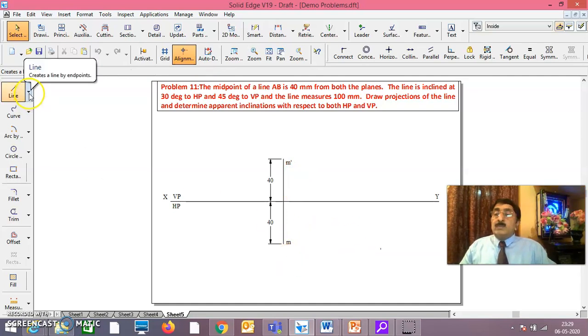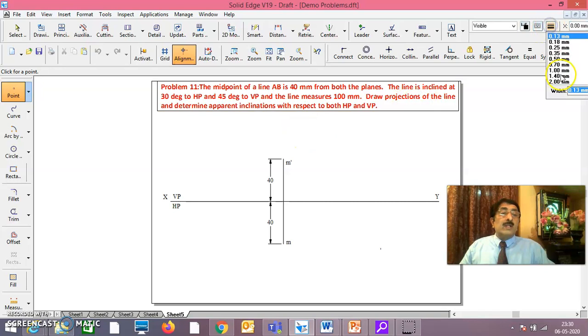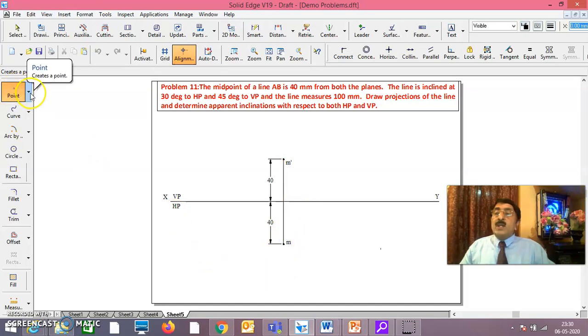Okay. Now, this is the midpoint of the line. This is also the midpoint of the line. These things you can make. Now, as you are aware, the line is inclined at 30 degrees to HP and 45 degrees to VP.